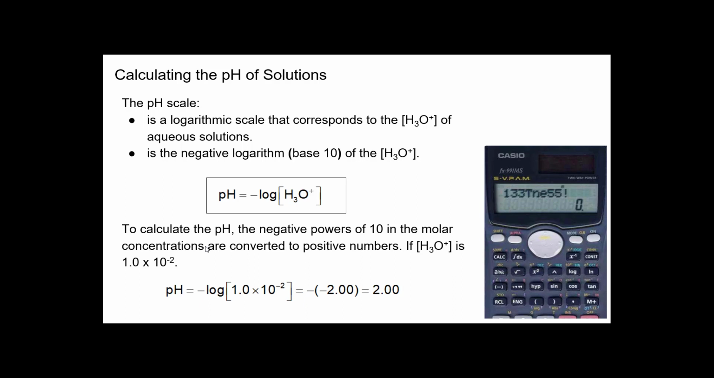To calculate the pH, the negative powers of 10 in the molar concentrations are converted to positive numbers. So if the hydronium concentration is 1.0 times 10 to the negative 2, you're going to plug it in. So here we have a pH. We have a negative log, and then you enter the number in. So for me, I would hit negative log, and then I would enter in whatever the number is. I would enter this number, and then close it with the parentheses, because the minute I hit log, it enters a parentheses. And then it will give me a 2.